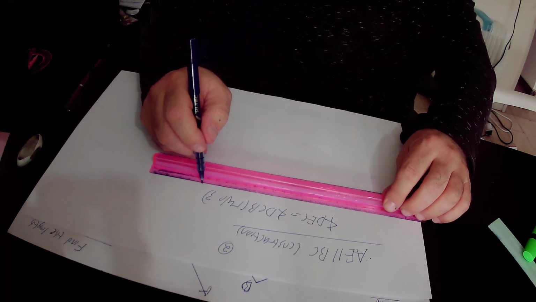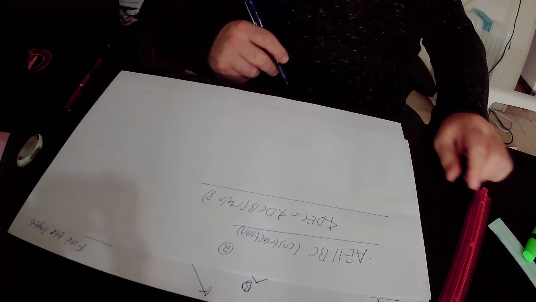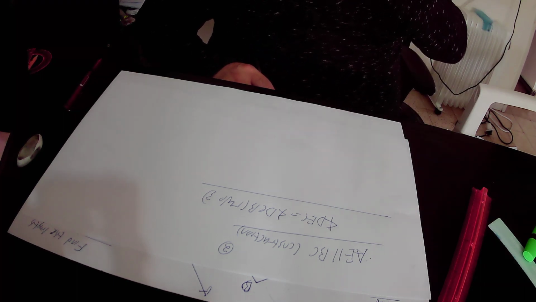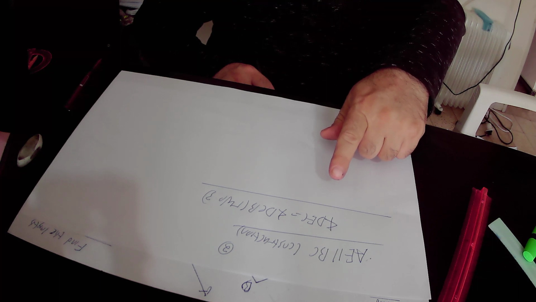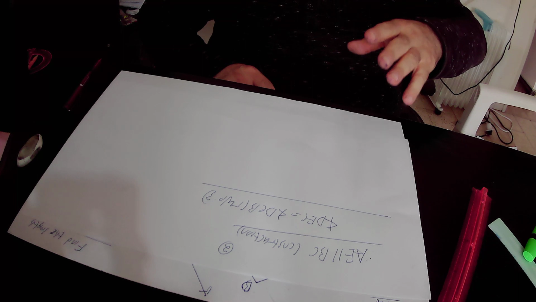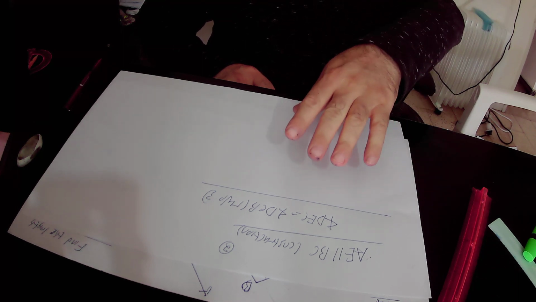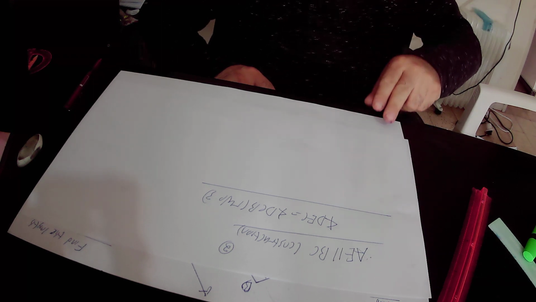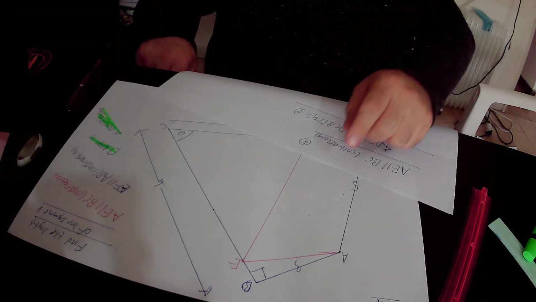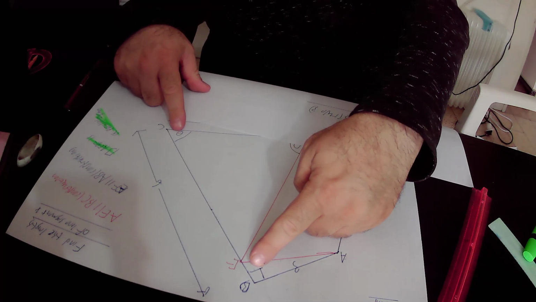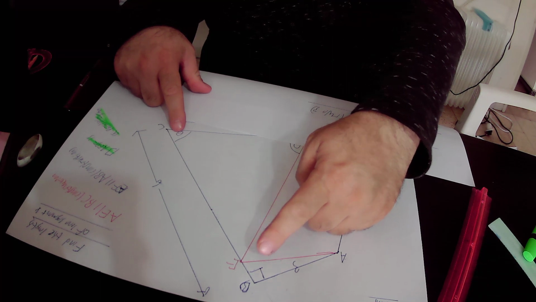I repeat again, because of the fact that AE is parallel to BC according to our construction, we conclude that angle DEC is equal to angle DCB according to rule number 3, because those two angles are located between the parallel lines AE and BC, therefore they are equal to each other.